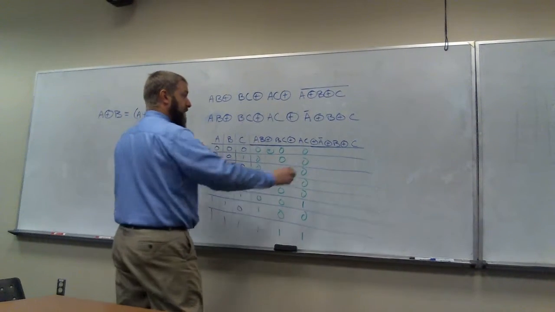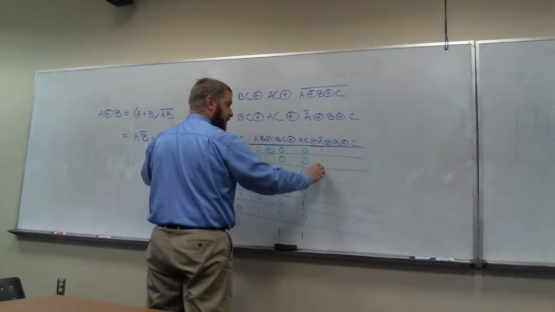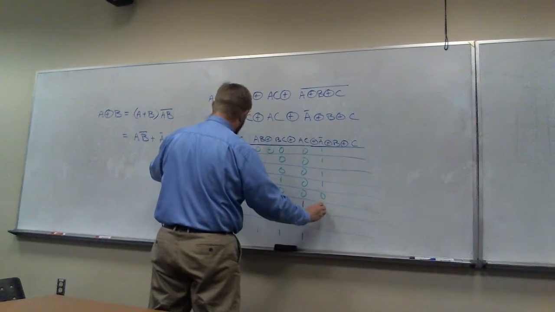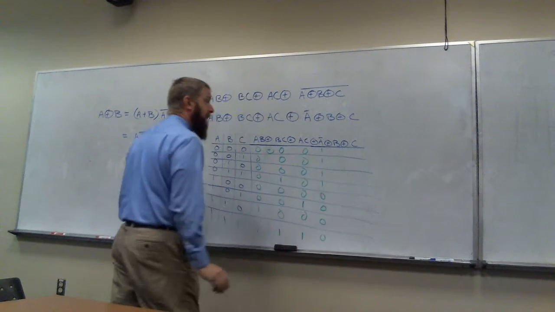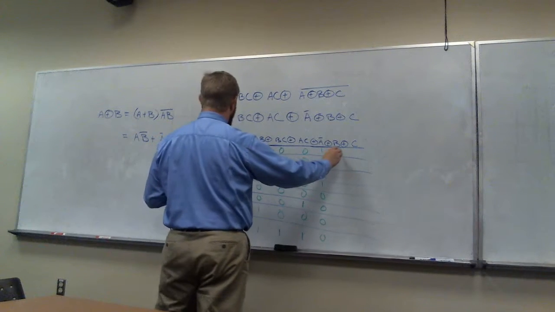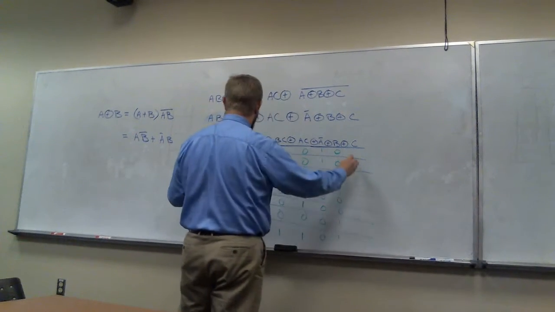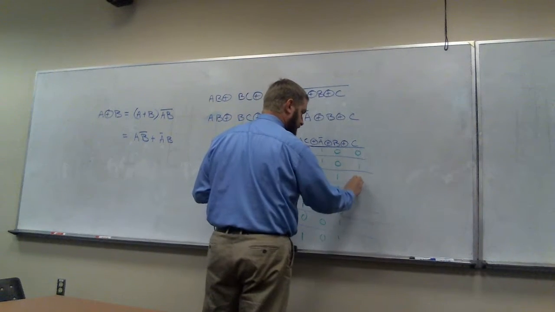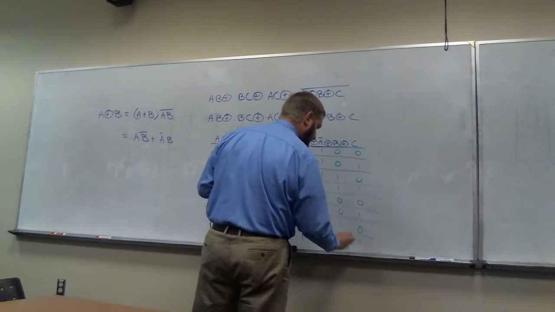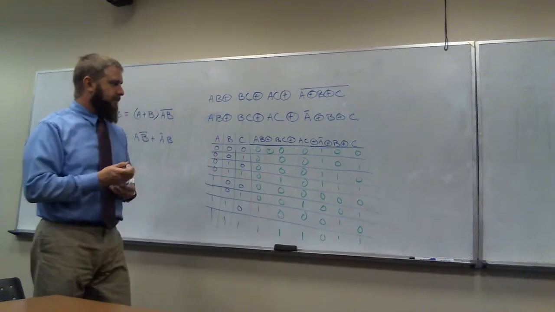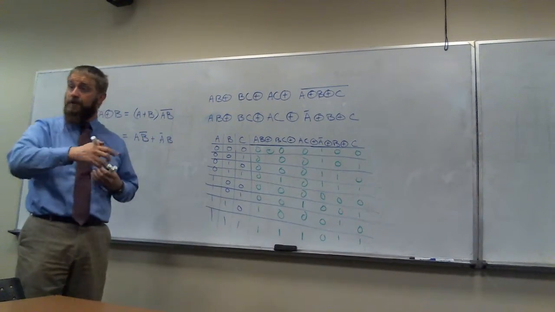And then A-not, when A is 0, we'll have a 1. When it's 1, we'll have zeros. Top four. B, we just copy over 0, 0, 1, 1, 0, 0, 1, 1. C, same thing, 0, 1, 0, 1, 0, 1, 0, 1. So I'm just filling out each individual term.